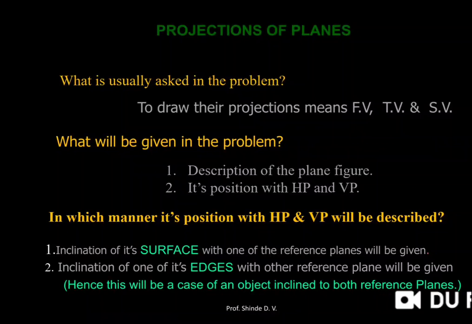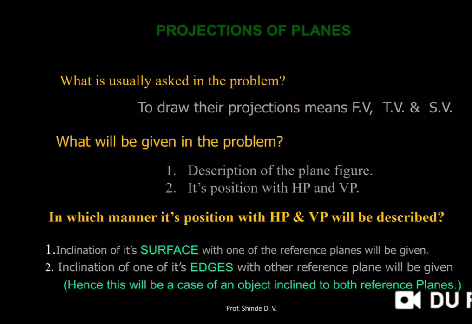What will be given in the problem? The description of the plane figure. Description of the plane figure means if it is a rectangle, length and breadth will be given. If it is a circle, they will give the diameter. If it is a pentagon, they will only give the side. That is two-dimensional only; the third dimension is avoided here.